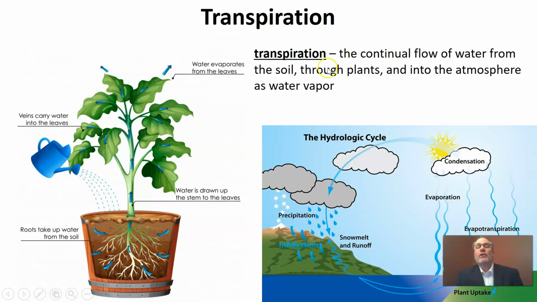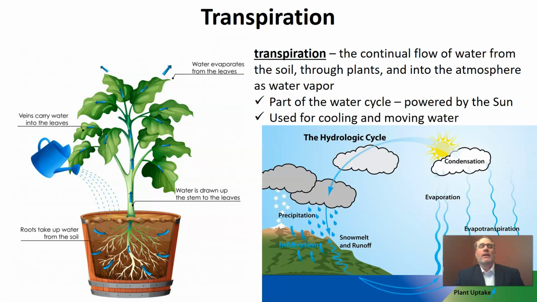So this continual flow of water through the soil, through plants, and into the atmosphere as water vapor, that's what transpiration is: water passing through plants and then evaporating. So really, you need to know this is part of the water cycle. Of course, the entire water cycle is powered by the sun. And I want you to know that plants use this for really two purposes. The first thing they use it for is that this is a great way for cooling.